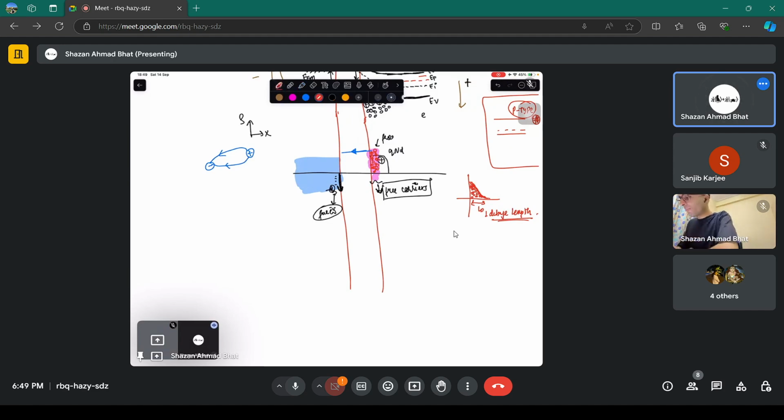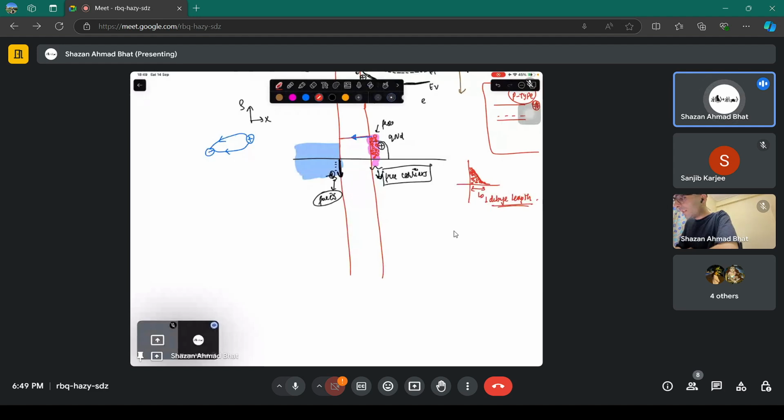It will be present in the oxide here. It will be constant inside the oxide, but it will then decay inside the metal up to the skin depth. Skin depth is the depth up to which the electromagnetic field or electric field penetrates inside the metal. It's not present inside the metal beyond that. It's just a very small depth, of the order of maybe a few nanometers.